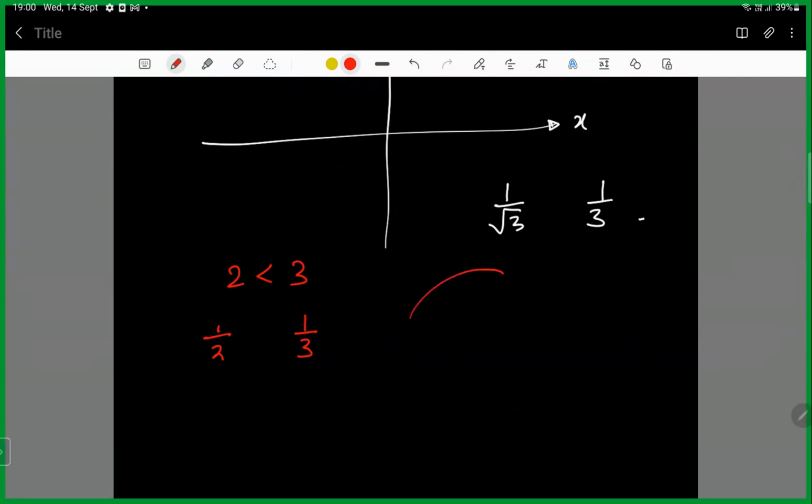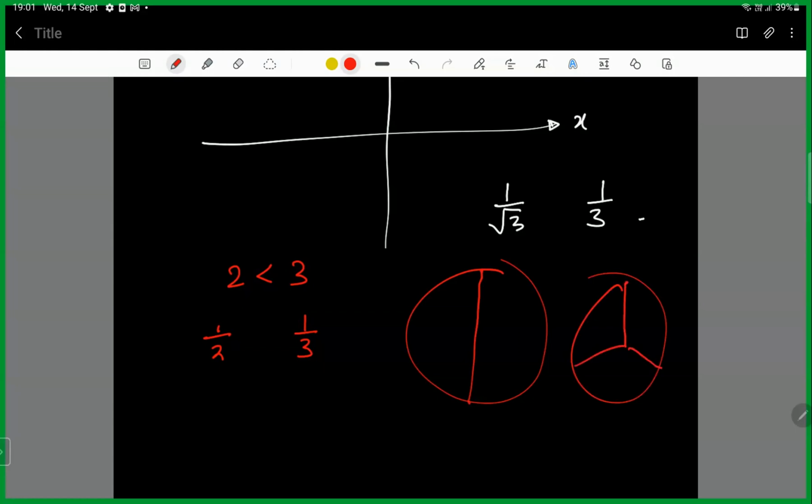It's very simple. This is 1, right? Complete circle is 1. If you divide it by 2, you have 2 parts. And if you divide it into 3 equal parts, which one has bigger area? This one, right? So this is 1 by 2, 1 by 2, 1 by 3, 1 by 3, 1 by 3. Now see, the denominator is greater, so the number will be smaller.